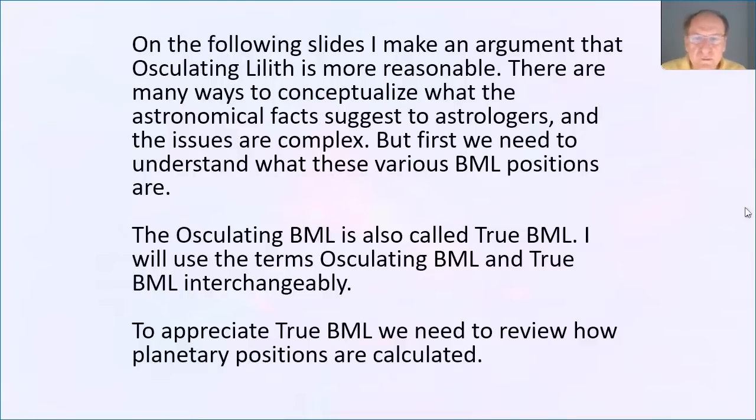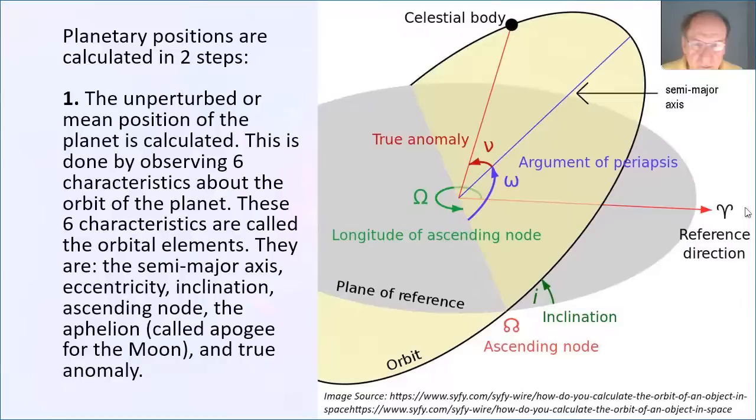So let's review how planetary positions are calculated. How do we know where the planets are? How do astronomers tell us? Let's go over this fundamental idea. There's something called the orbital elements. There are 6 of them. Once you know these 6 orbital elements, you can calculate the position of the planets, but not super accurately.